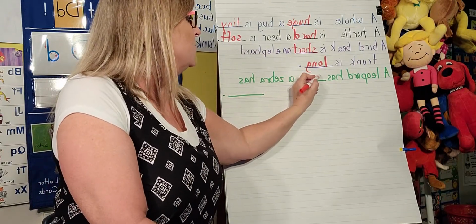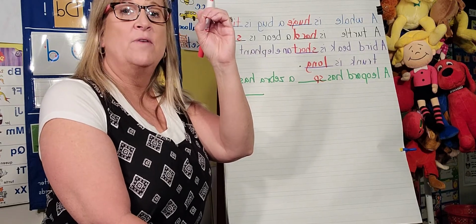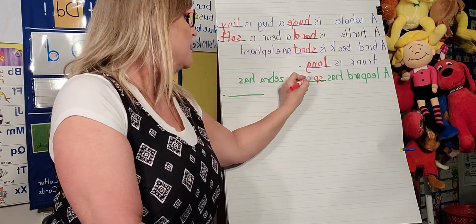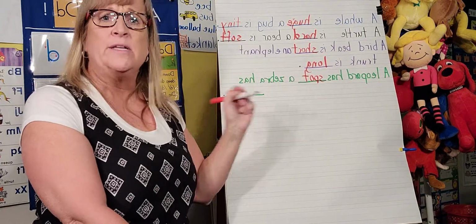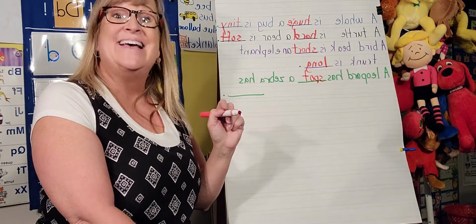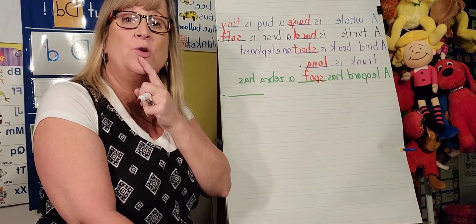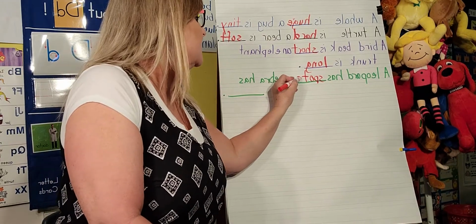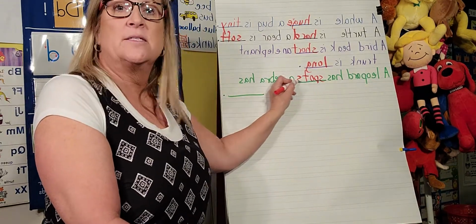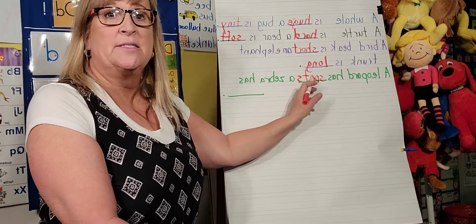So let's see if you can spell spots. Sp. What vowel says ah? O. Spot. Now does it just have one spot? It has lots of spots. Remember, what do we put at the end of a word when we want it to say more than one? We have to put the S. Spots. A leopard has spots.